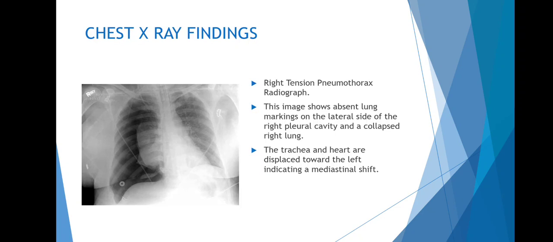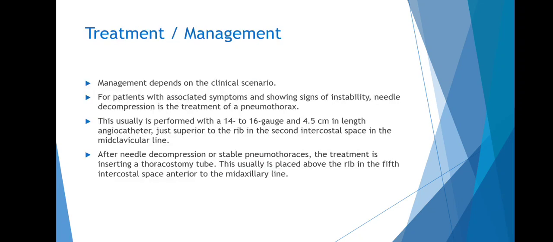So this is a chest X-ray of a patient with a right-sided tension pneumothorax. As you can see, there are absent lung markings on the right side, and there is a collapsed right lung. Then of note, the trachea and the heart are displaced towards the left, indicating a mediastinal shift. I've made a separate video on chest X-ray findings of tension pneumothorax, which you can have a look at after you're done with this video.